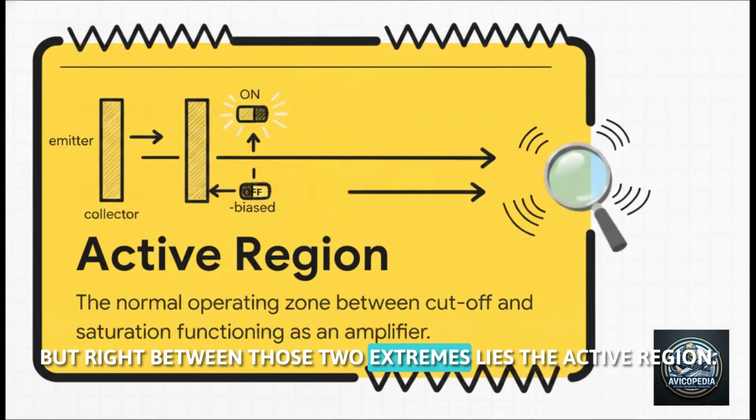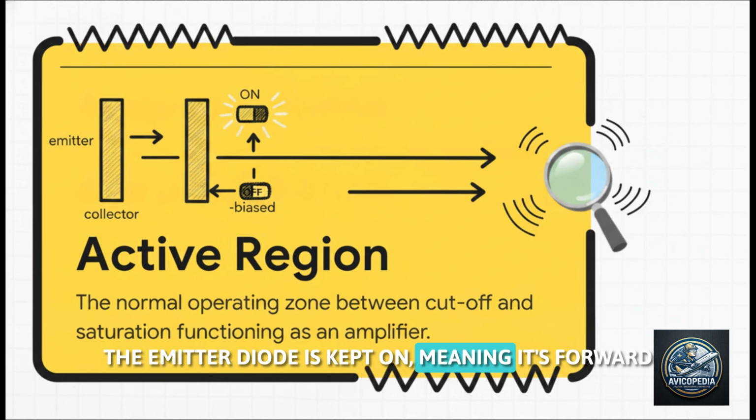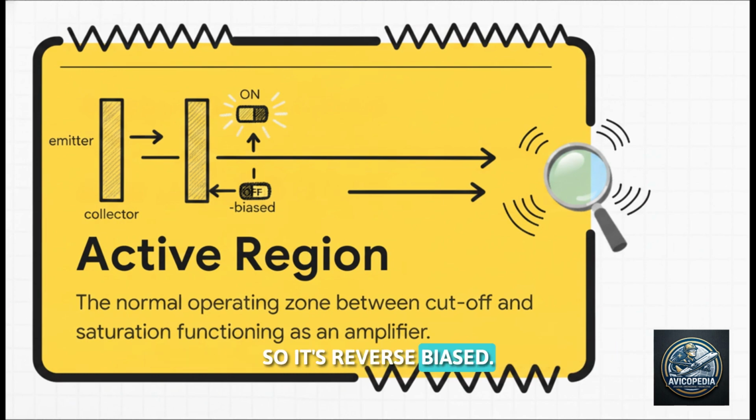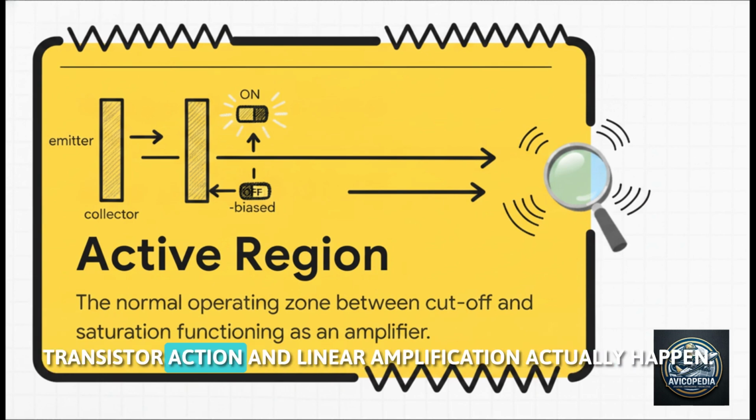But right between those 2 extremes lies the active region. This is the Goldilocks zone, the crucial sweet spot. In this region, the emitter diode is kept on, meaning it's forward biased, and the collector diode is kept off, so it's reverse biased. Maintaining this delicate balance is exactly where normal transistor action and linear amplification actually happen.